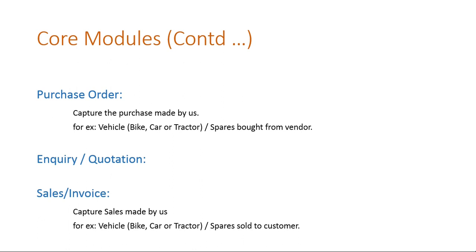Next is the purchase order. So this is the purchase made by us. Say for example, we buy car, tractor or spares from a vendor. So this is the purchase order. And next is the inquiry or quotation. As the name indicates, this is the inquiry or quotation for the products we have.